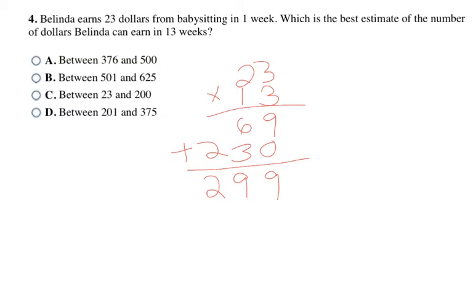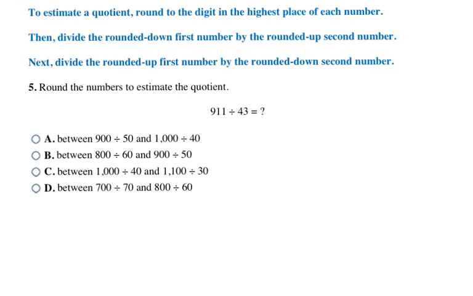So it's about 299. So if I look at these ranges, the only one that 299 is between is choice D. So that's going to make D my final answer.